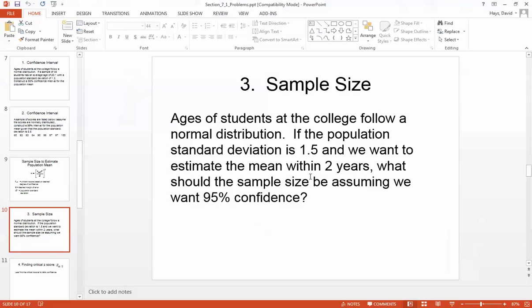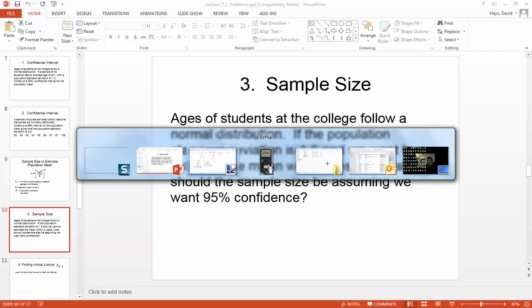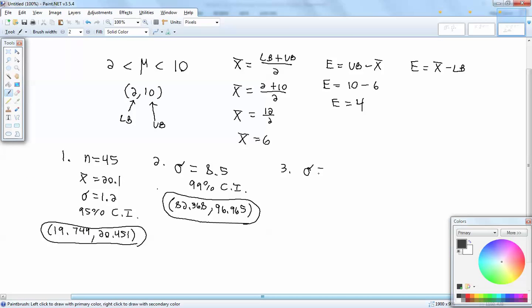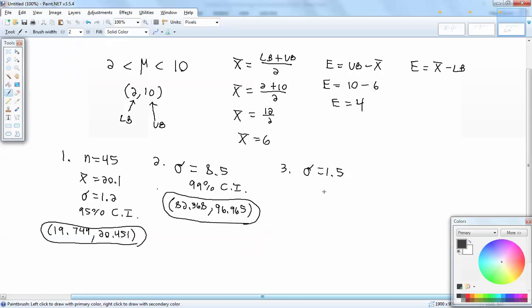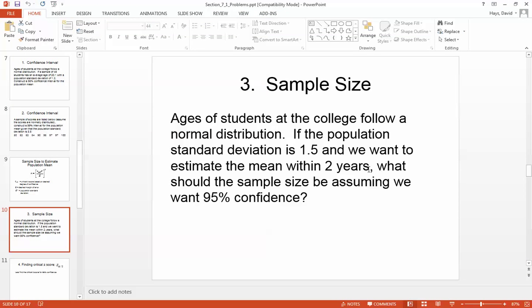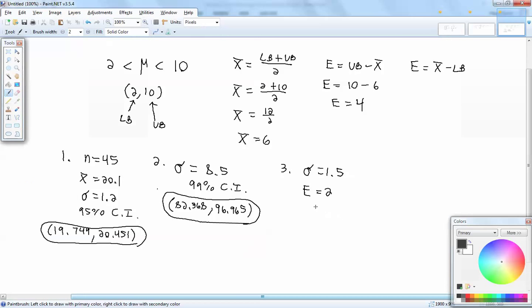3. The ages of students at a college follow a normal distribution. If the population standard deviation is 1.5, so sigma is 1.5, and we want to estimate the mean within 2 years. Now, within always indicates your margin of error, so E is going to be 2. I'm making these numbers up, so hopefully it doesn't give us some real bizarre results, but we'll see. What should the sample size be, assuming we want 95% confidence?